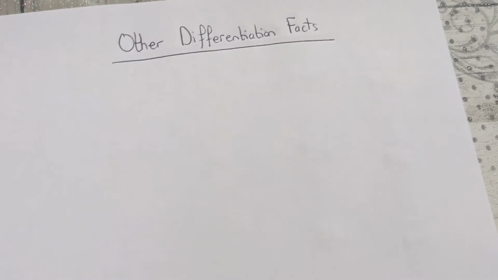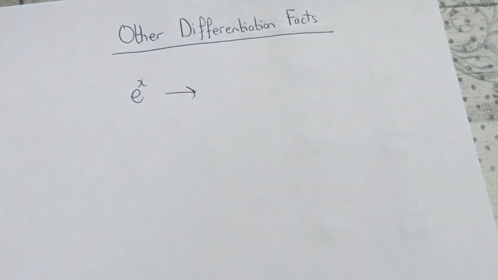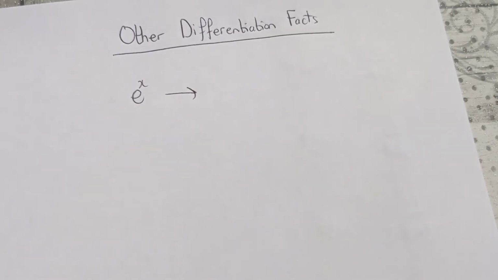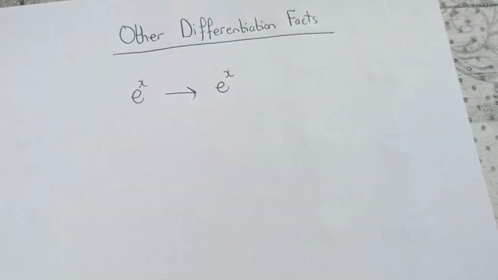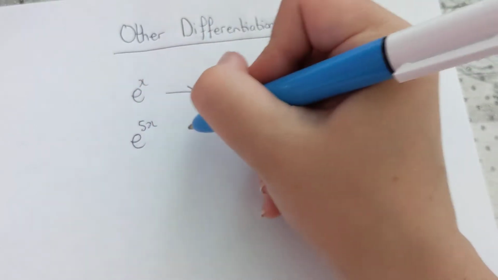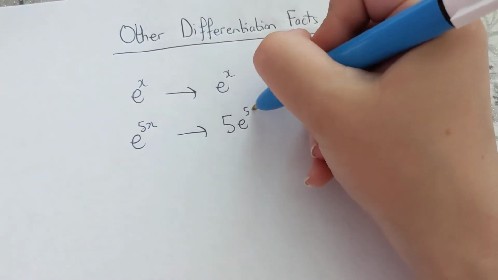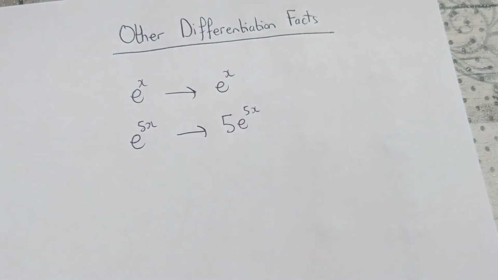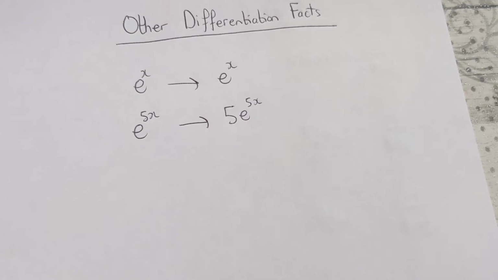So first of all, e to the x. When you differentiate that, we've looked at that in class, the dy by dx graph looks exactly the same as the e to the x graph. So when you differentiate e to the x, it stays as e to the x. When it's something like e to the 5x, you just bring the 5 down in front, so it'd be 5e to the 5x.